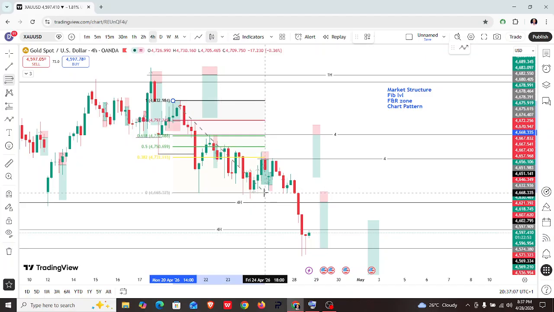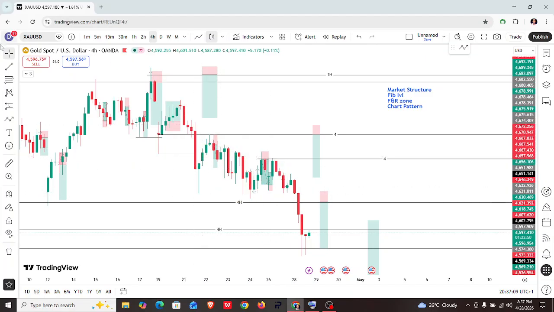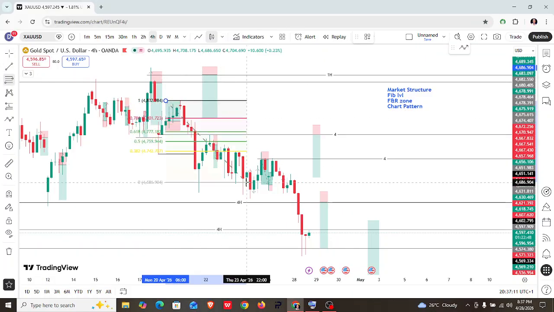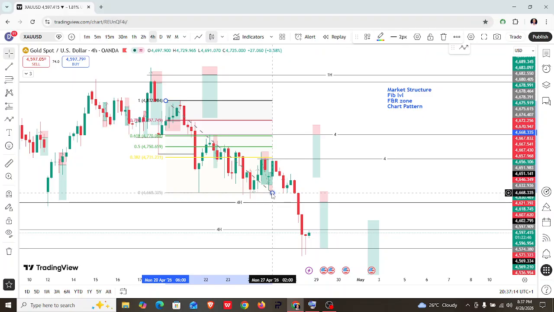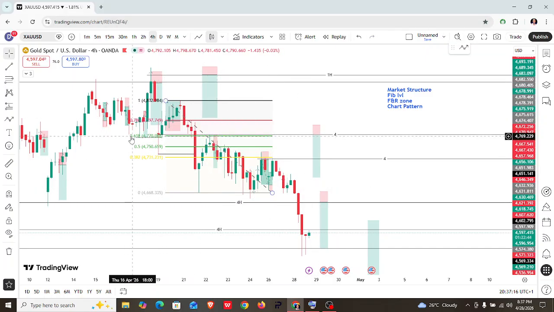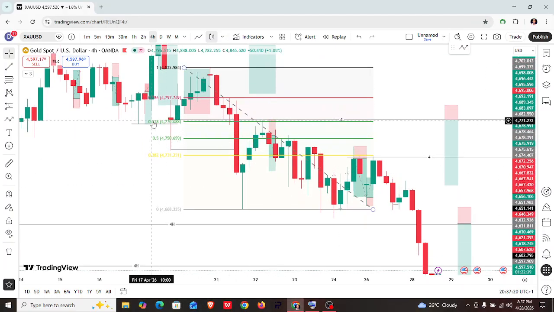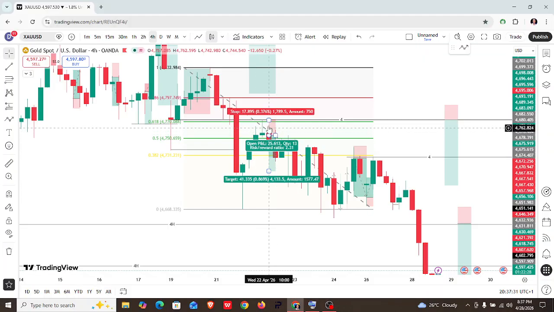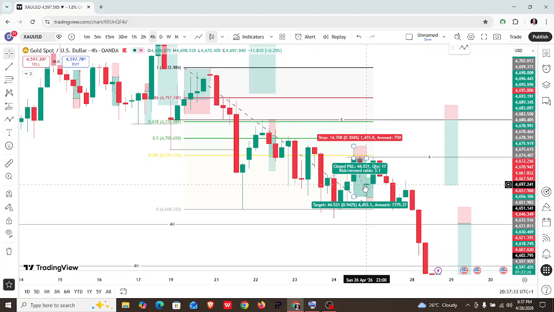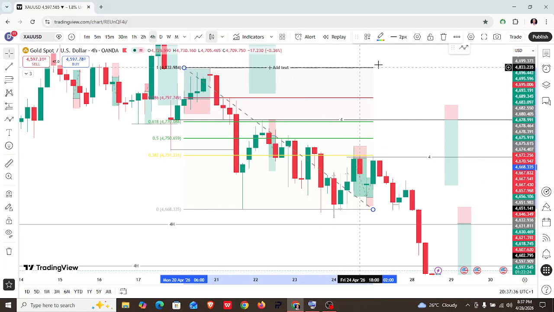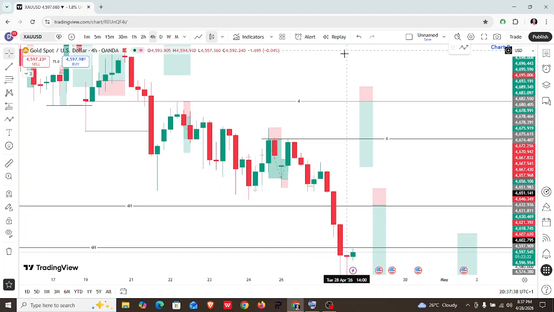So as you can see, what's happening? The market reacted from this fib level. You guys can see, look at this fib level, 0.618. It gave a candlestick pattern, which is actually a shooting star up there, and started reversing heavily. Let me show you another scenario.